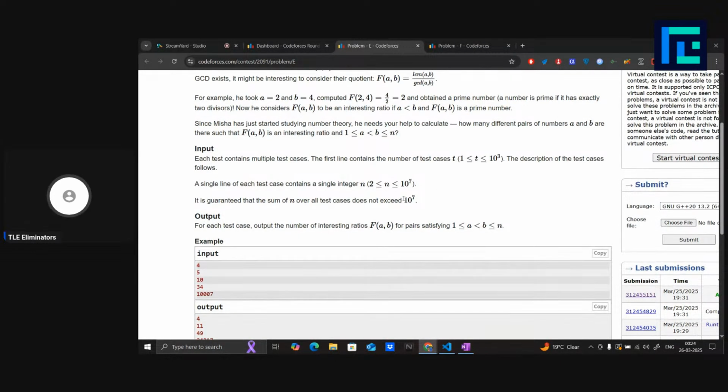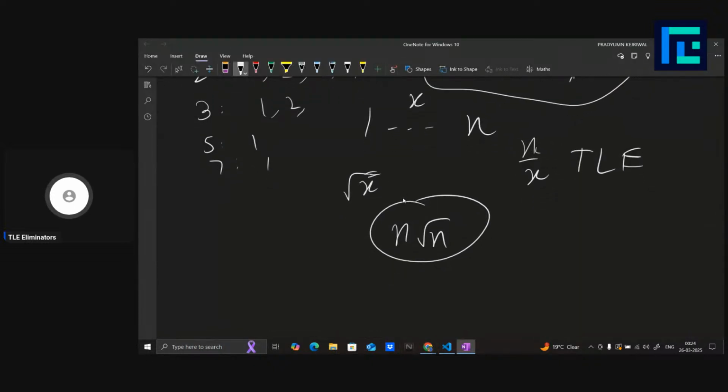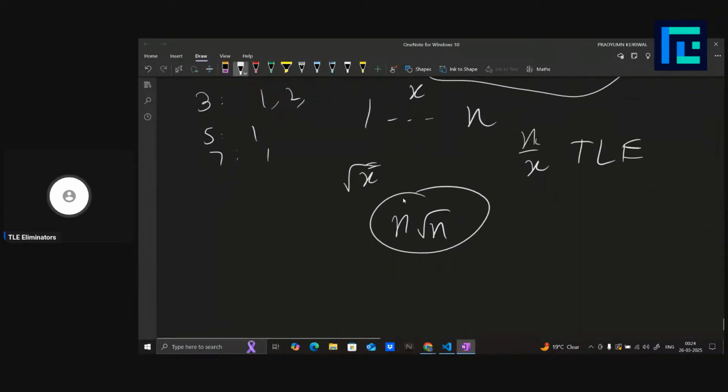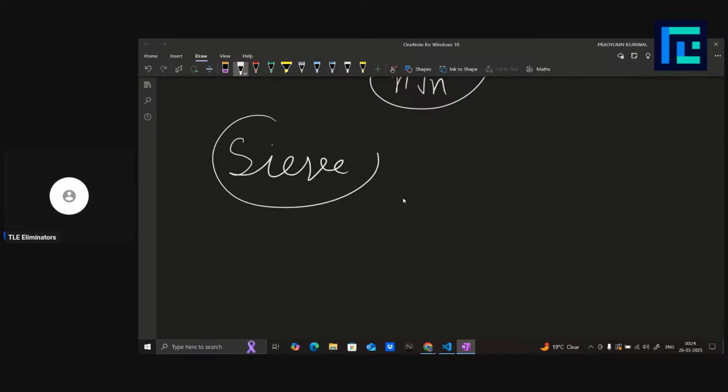So what we can actually use is, we can pre-compute all of the prime numbers using a sieve. If you don't know about the sieve, then I highly recommend you to learn about it, because it is very useful in CP problems. All right.